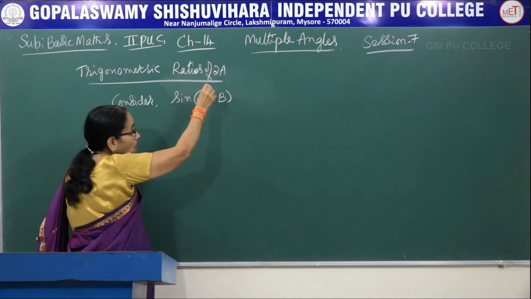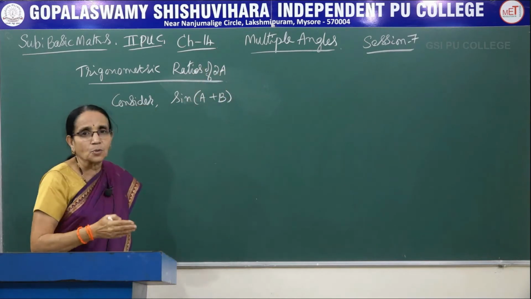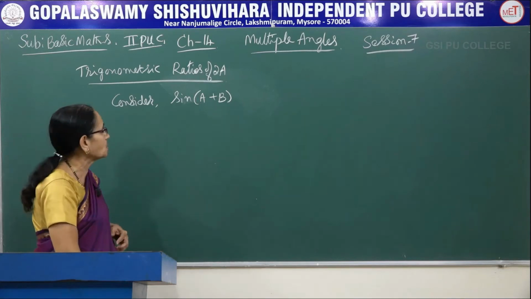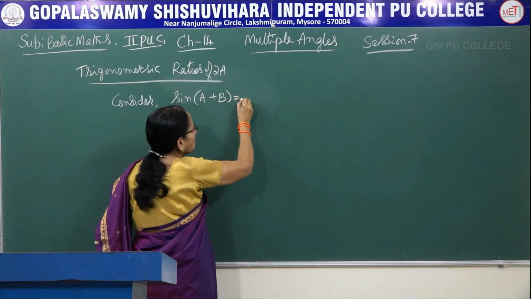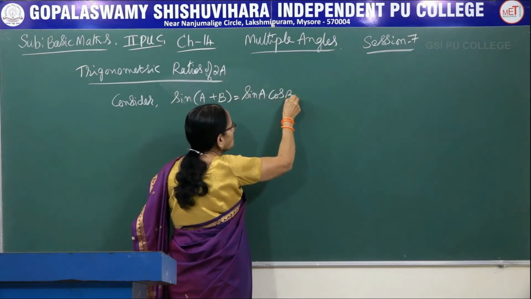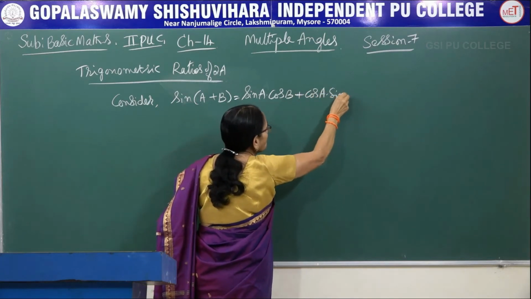Now, I have written only the angle 2A here. So, I am calculating now sin 2A, cos 2A, tan 2A. The first three ratios I am considering. Now, we know the formula, sin of A plus B. What is that? Sin A into cos B plus cos A into sin B.